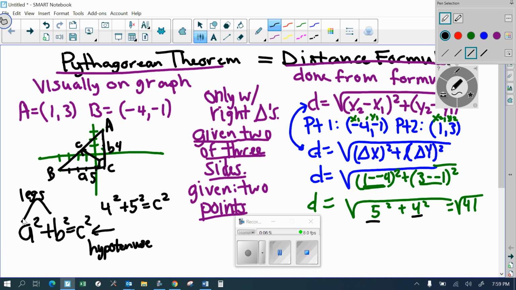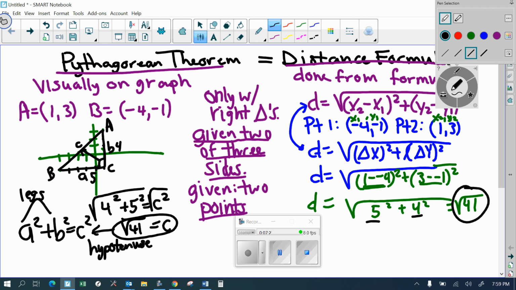Doesn't matter which side I call a and which side I call b. Okay, because notice I'm adding them and I'm squaring. And what happens when you square a number? You're always going to get a positive. And when I add, it doesn't matter if I say 2 plus 3 or 3 plus 2, I still get the same answer. So that's why it doesn't matter which side I call a and which side I call b. Okay, so notice now, if I want to solve for c, I need to take the square root of both sides. So now I have c equals the square root of 41, the exact same answer.